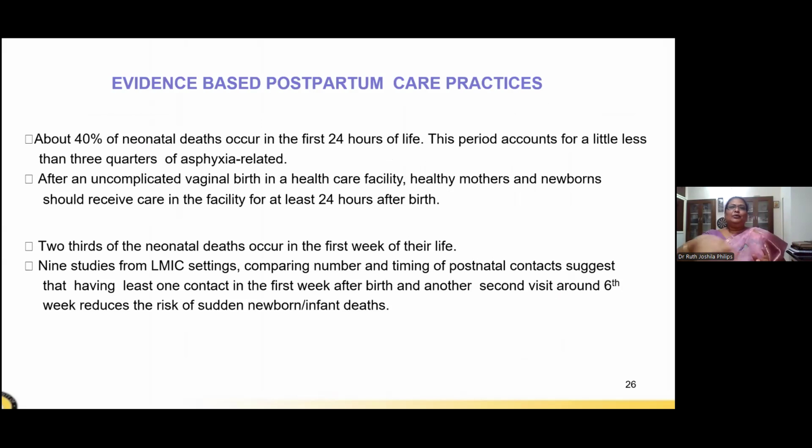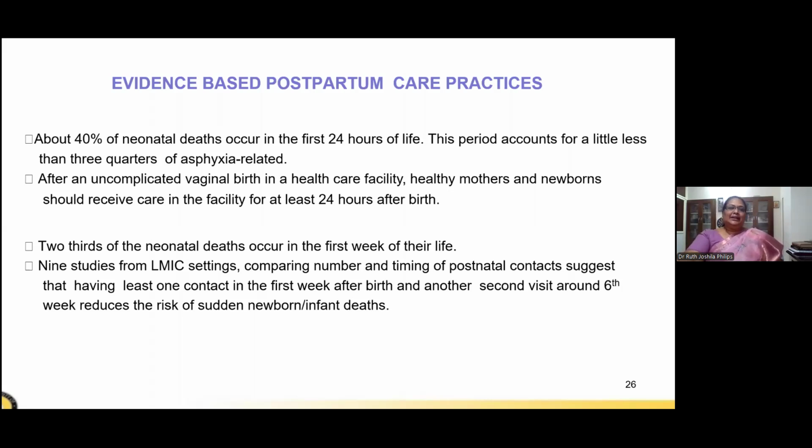Now, quickly looking at some of the important postpartum care practices for optimal birth outcomes. It is observed that 40% of neonatal deaths occur in the first 24 hours of life. This is usually related to asphyxia related births, and three quarters of them are asphyxia related births. So that is the reason why the woman and the baby are usually kept in the healthcare facilities at least for 24 hours. Here in Telangana, our women after their normal births are kept at least for 48 hours. If there is need, the stay is extended.